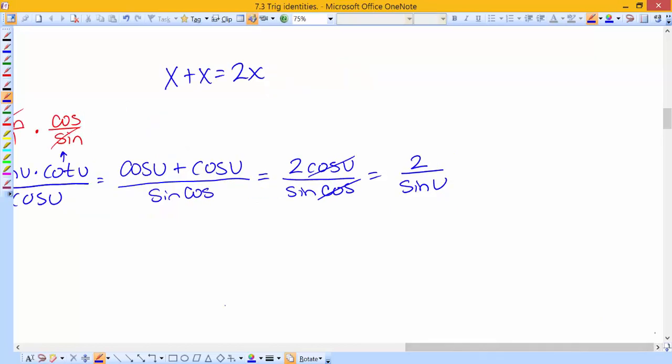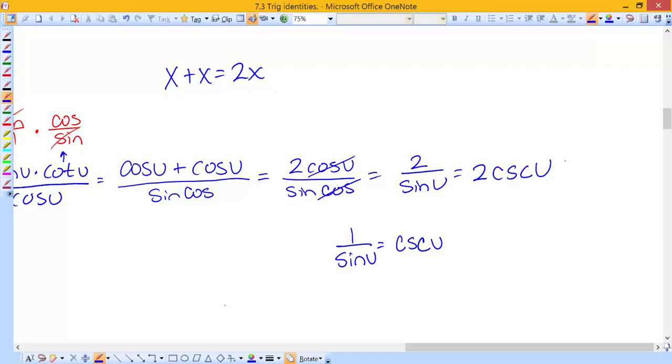Now I think in your notes that's where I finished, but I can actually rewrite this as an even simpler form. I can make this look nicer. 1 over sine. Sine's in the denominator. So let's just pretend this said 1 over sine. Well, that's a reciprocal. 1 over sine is cosecant. So guess what 2 over sine is? 2 cosecant.